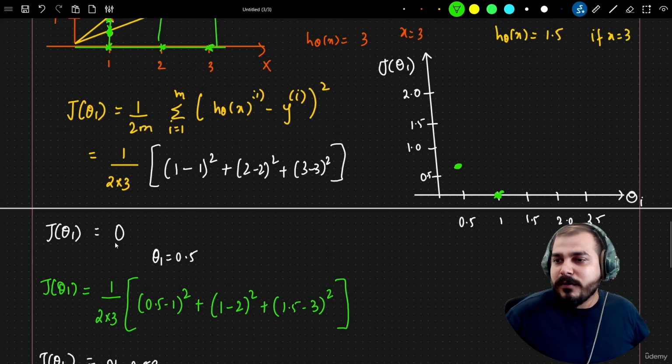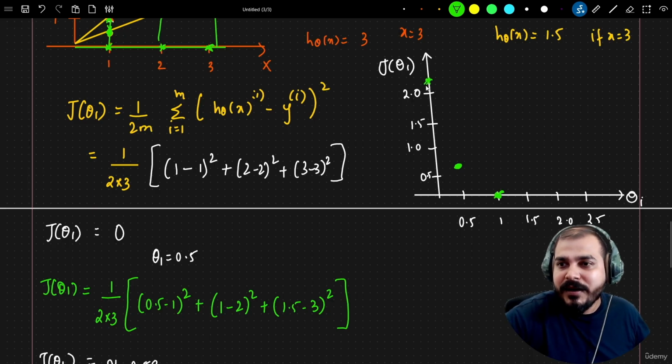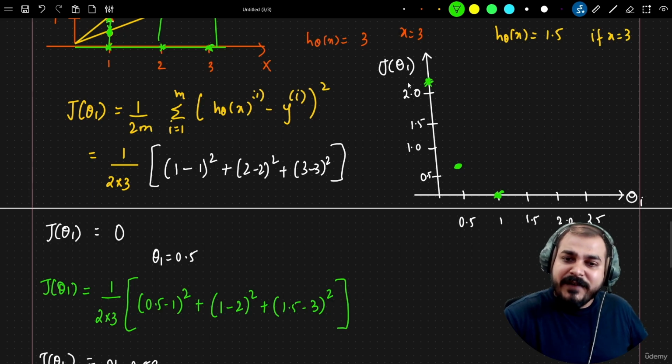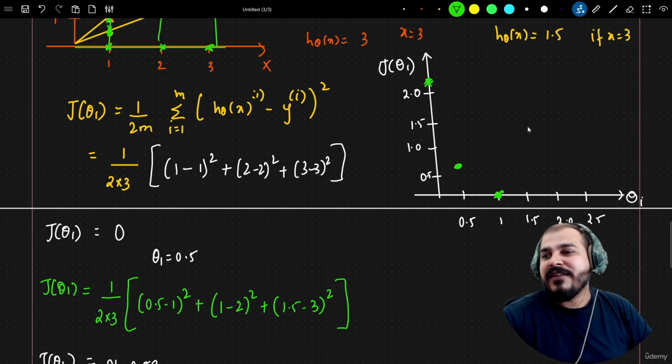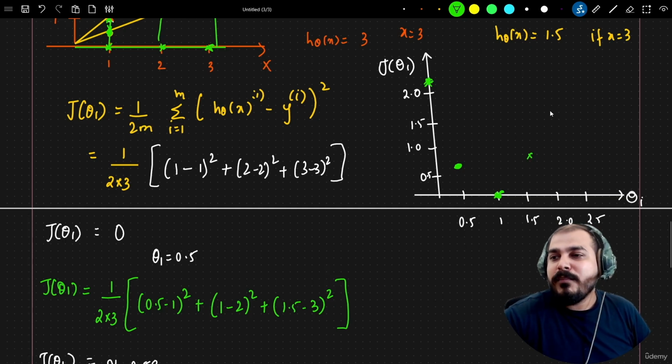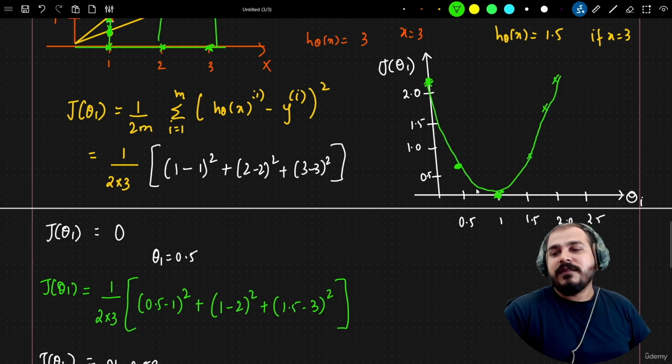Now here, if I try to plot this, when my theta 1 is 0, I'm getting somewhere around 2.3, which is somewhere over here, at this particular point. Now, if I keep on continuing with different theta 1 values, after some points you will see that I will be getting this kind of curve. Okay? This kind of curve.